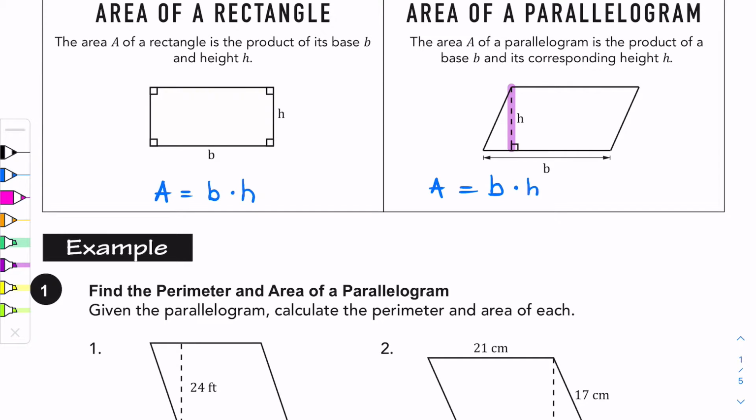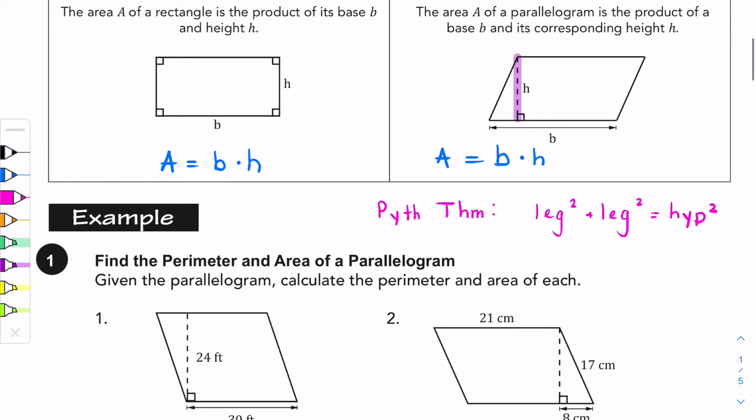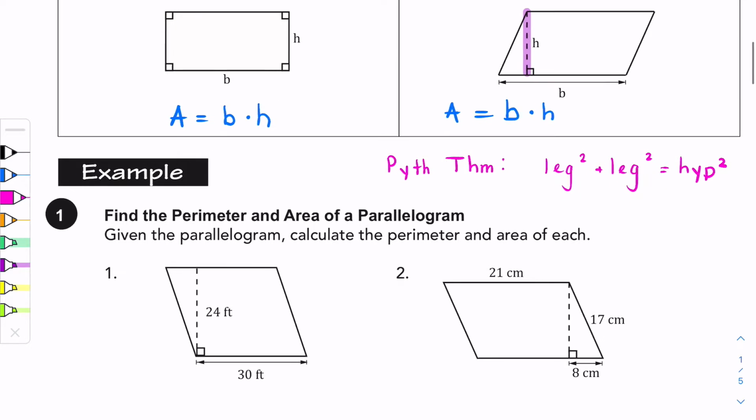And one helpful piece that we've been using all year is the Pythagorean theorem. So using the Pythagorean theorem to help you solve for the height is going to be important. The Pythagorean theorem is leg squared plus leg squared is equal to the hypotenuse squared. So that's just, again, a helpful tip on something that you might need to use. And actually, in the first example, I believe we are going to need to use it.